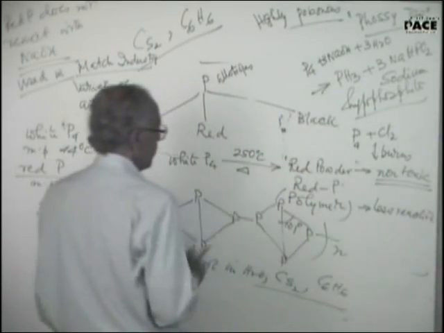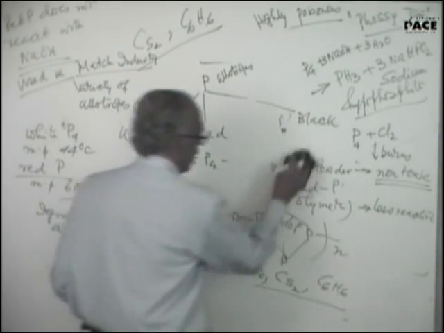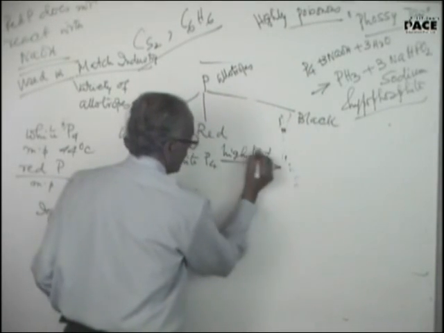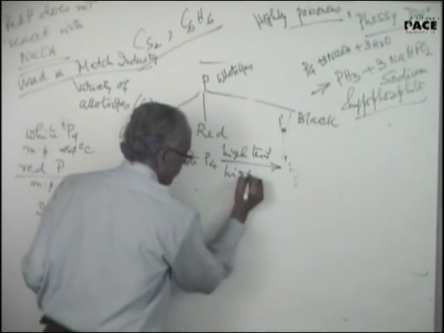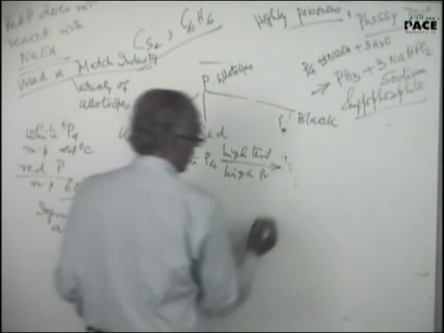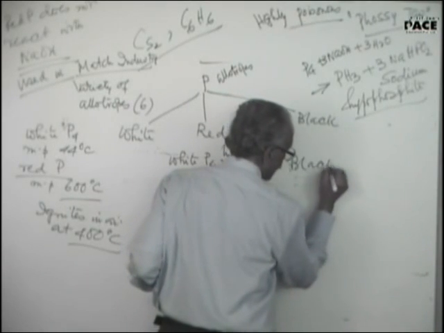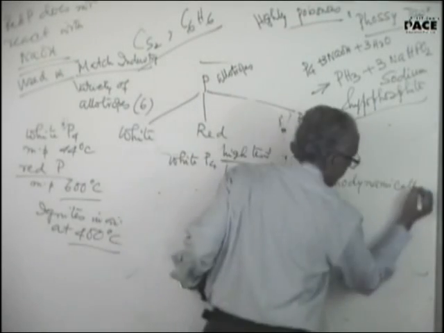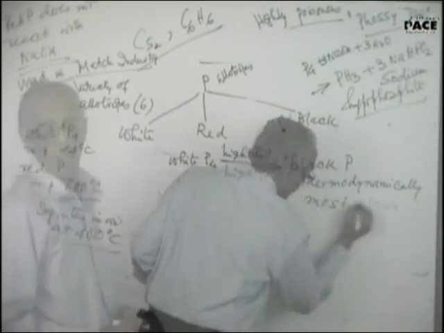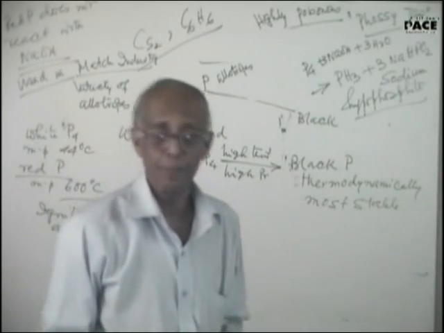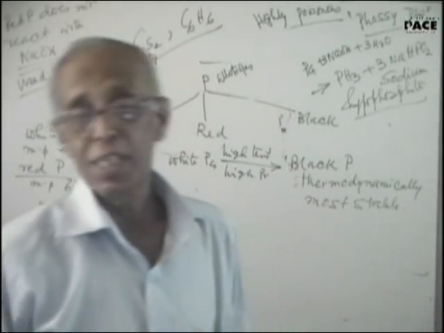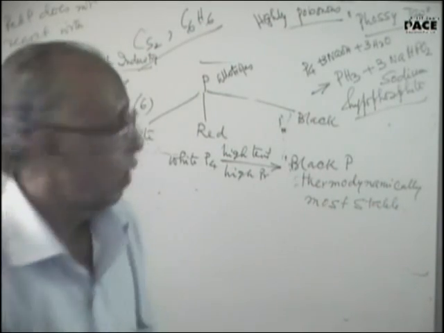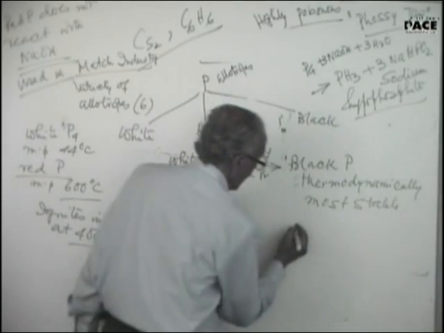White phosphorus, if you heat it to high temperature and high pressure, then you get black phosphorus, which is thermodynamically more stable. A few years back, 3-4 years back, they asked this question: which is the most stable allotrope of phosphorus? And it is the black phosphorus which is the most stable. It is a polymer.